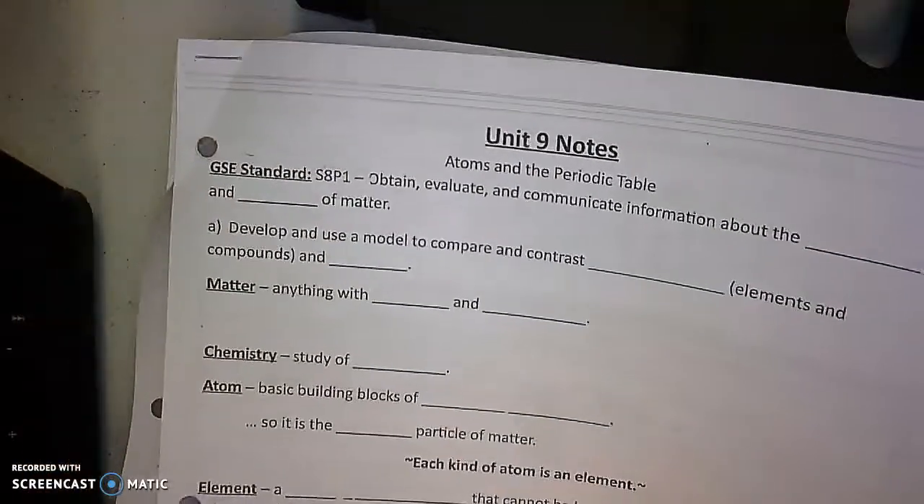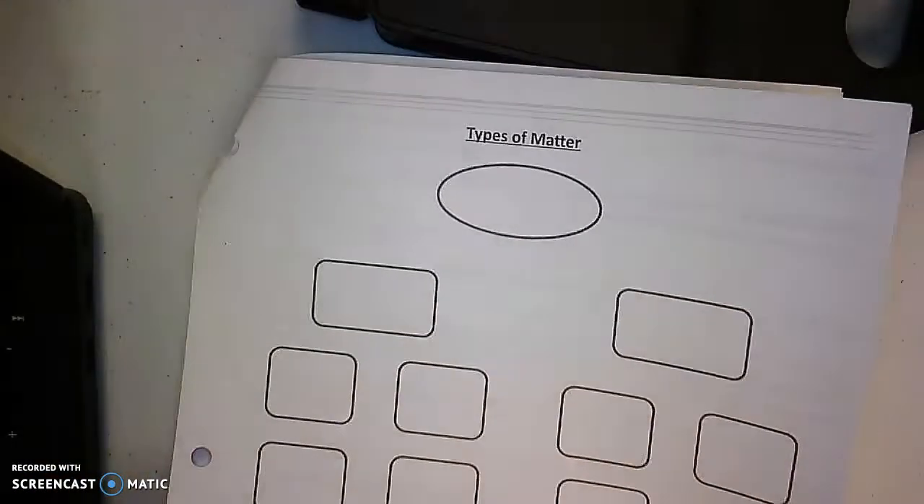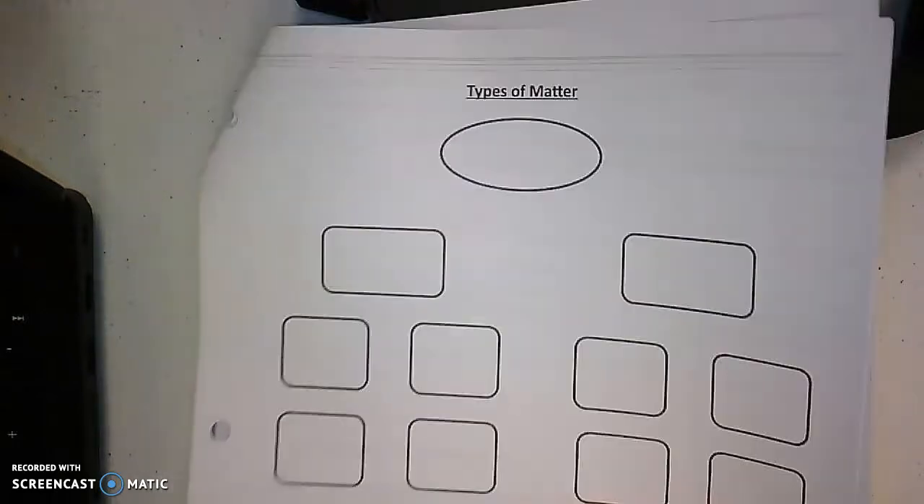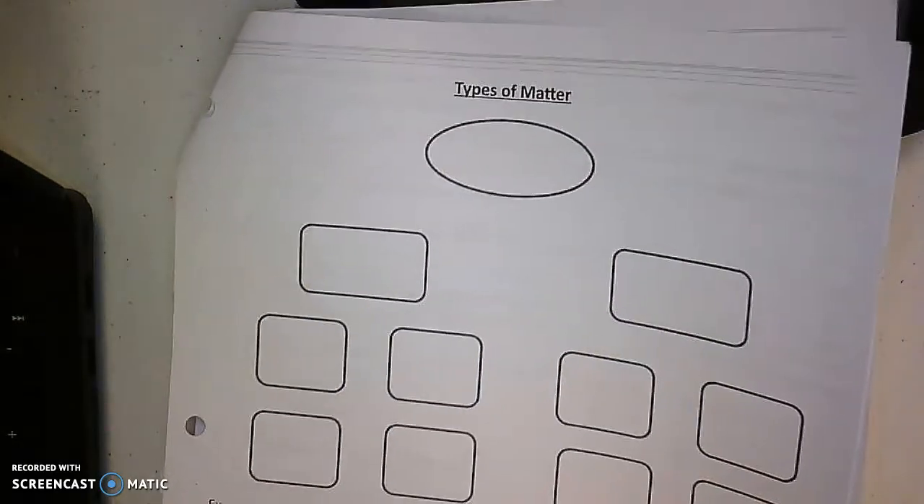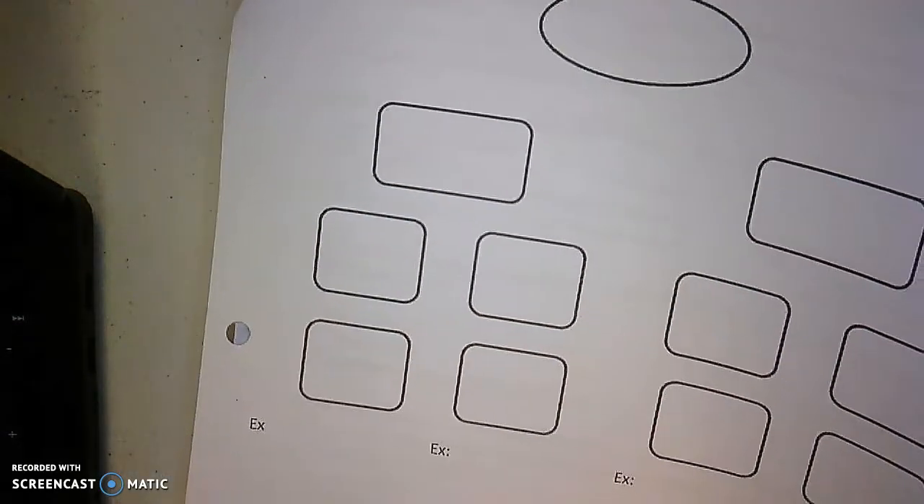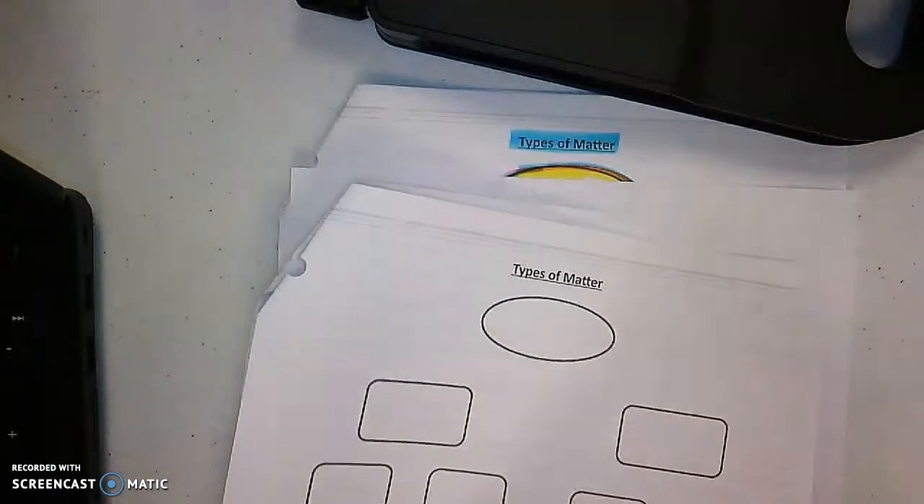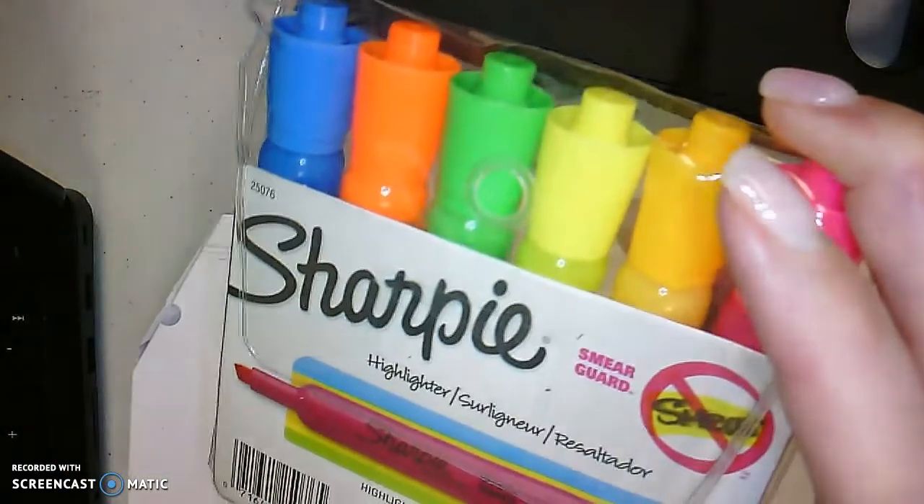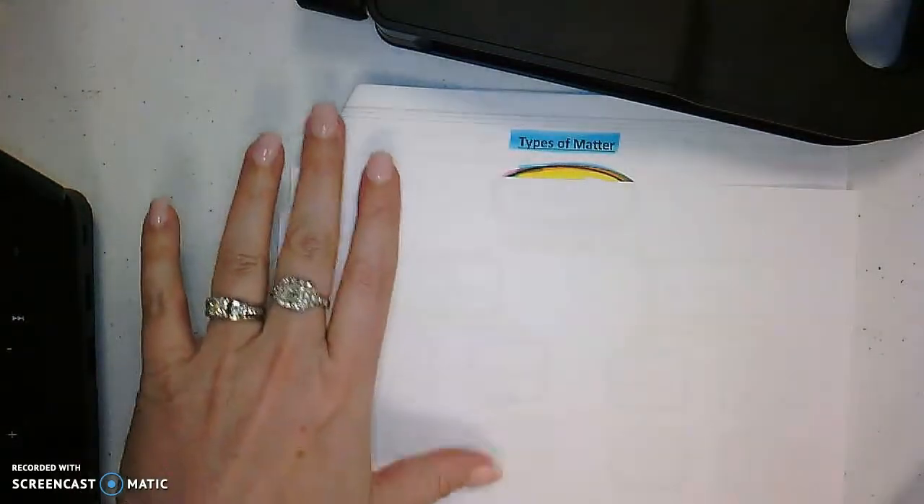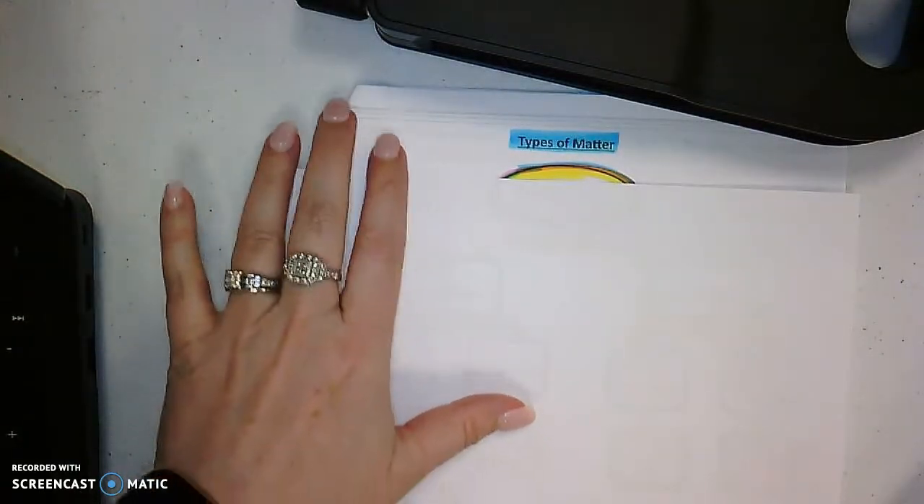All right, so we are getting very close to the end of Unit 9. If you'll find in your Unit 9 notes packet, right in the middle, we have these little boxes that say types of matter. And we're going to work together to create a flow chart over the different types of matter. You're going to need some highlighters and something to write with. So to start off, highlight where it says types of matter.